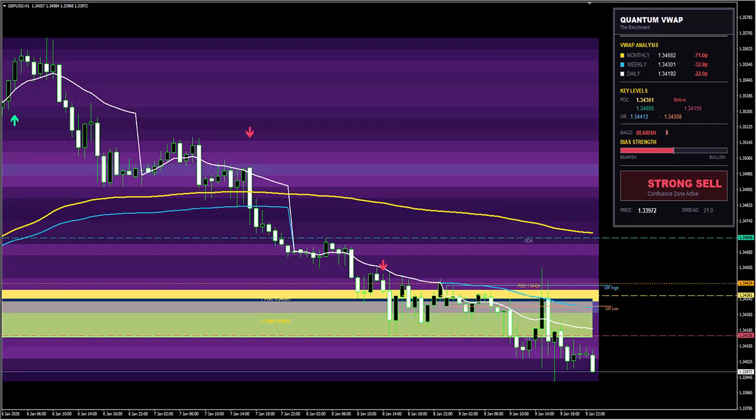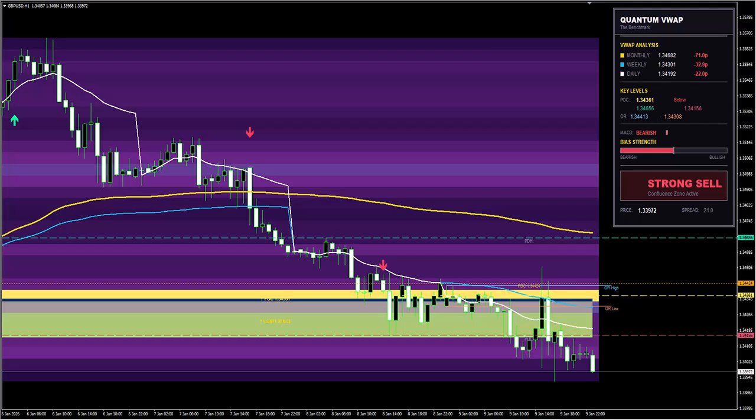Another way traders use VWAP is for confirmation. If price breaks above a resistance level but stays above VWAP, that breakout is considered stronger. But if price breaks out and quickly falls back below VWAP, that's often a sign of weakness or a fake move.